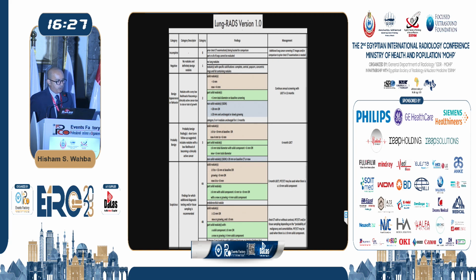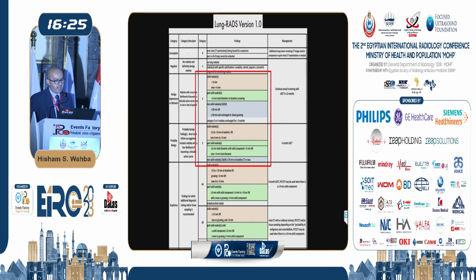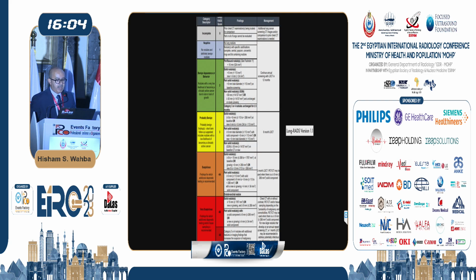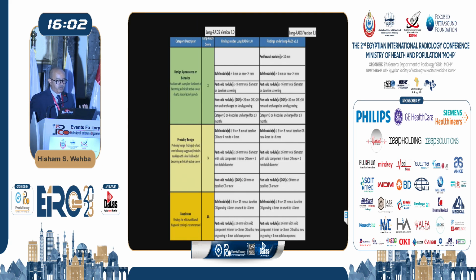And with time, over the 5 years, they found that they were calling too many nodules in a wrong and more alarming way. So they revised the sizes again because the sizes were not that accurate at that time. They came with the newer version, which is 1.1 in 2019, 5 years later. And they changed a little bit between version 1 and version 1.1.